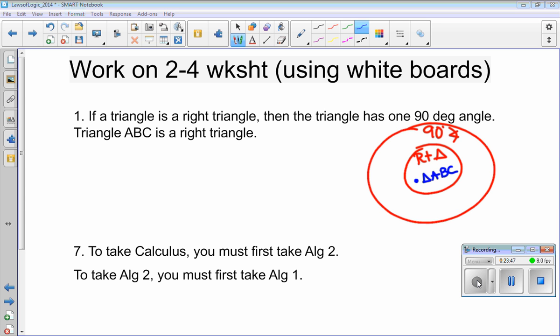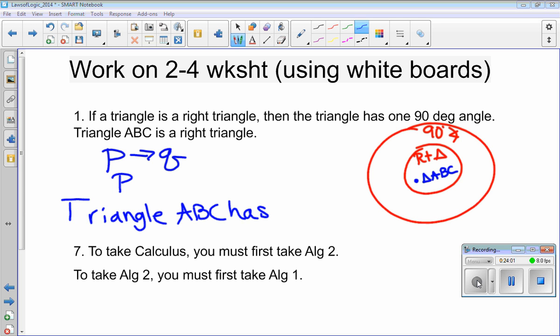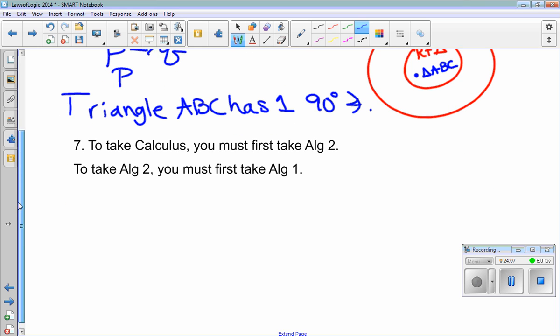Yeah, sure. We can also say that we have if P then Q, we have an example of P, so what's our conclusion going to be? Triangle ABC has what? Has a 90-degree angle. Perfect.